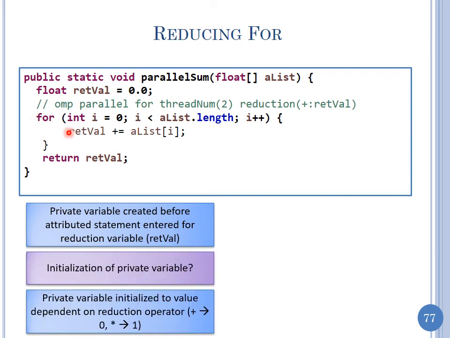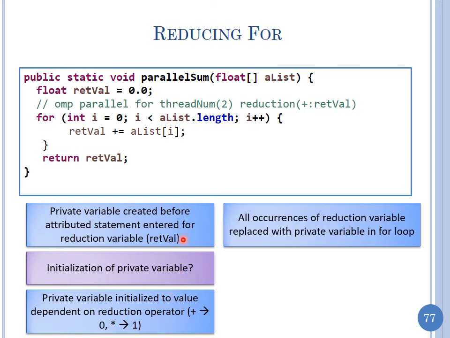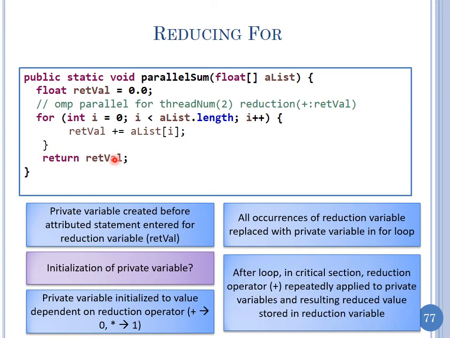And initialization depends on the operation. As Chris mentioned, plus could be 0, star could be 1. And all occurrences of the reduction variable, this is the reduction variable, this is the reduction operator, are replaced with the private variable in this loop. And then after this loop parallelization step, we go through another sequential step. We went through first a sequential step where we initialize the values. Now we go through a sequential step where we compute the final values. We basically apply the same operation repeatedly, using the values of these private variables we created earlier.